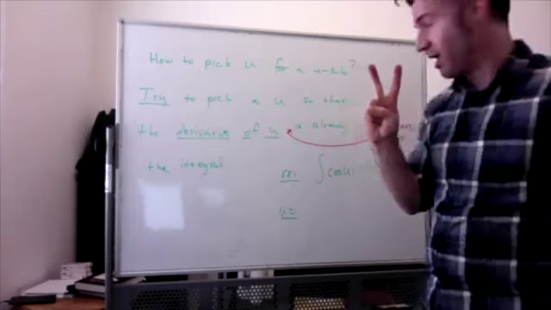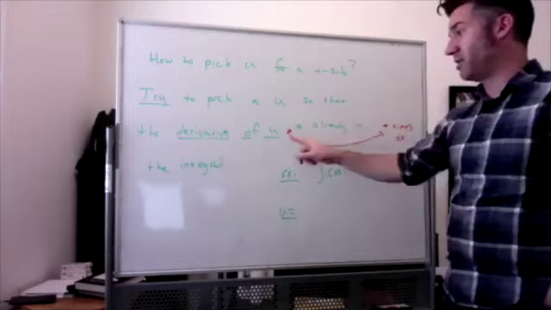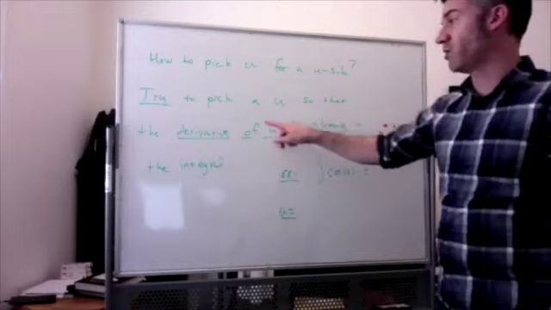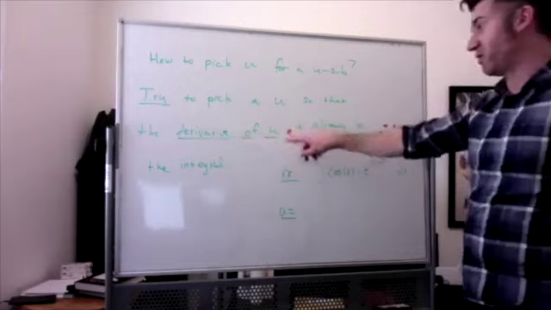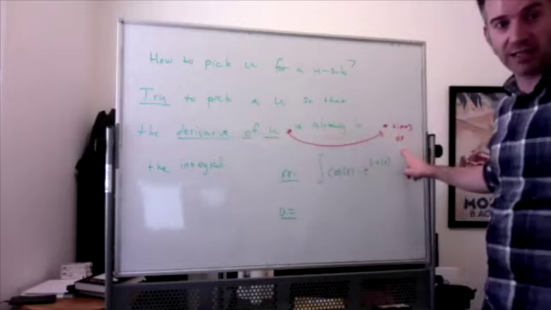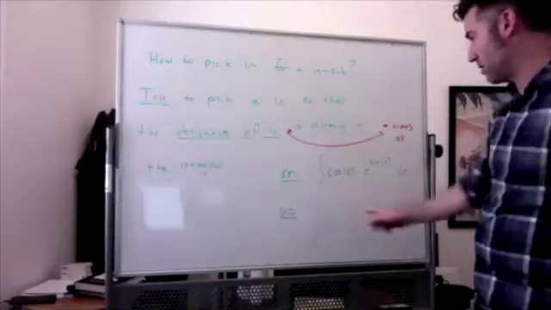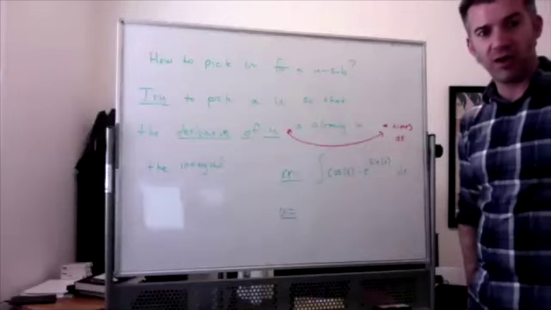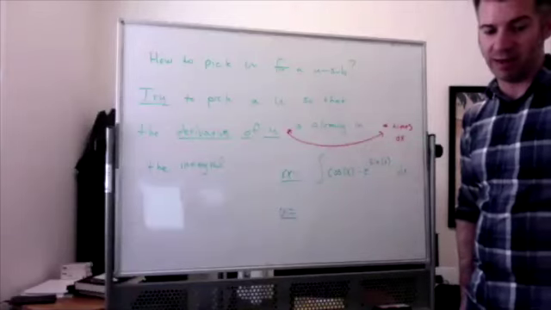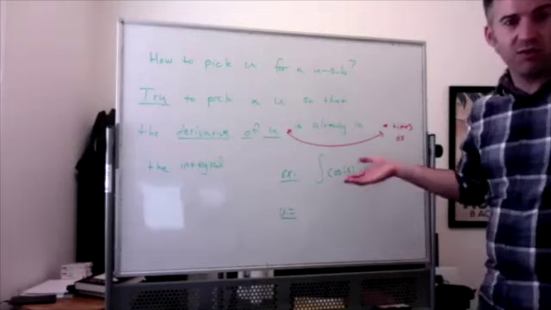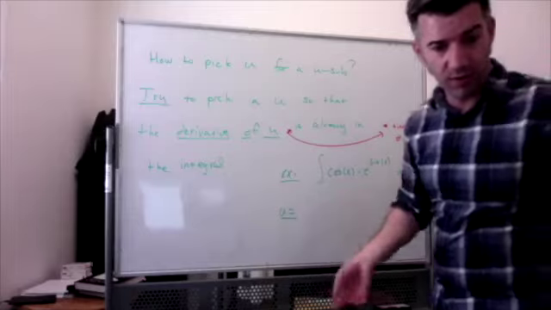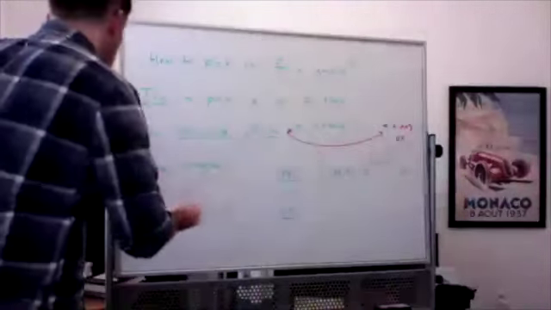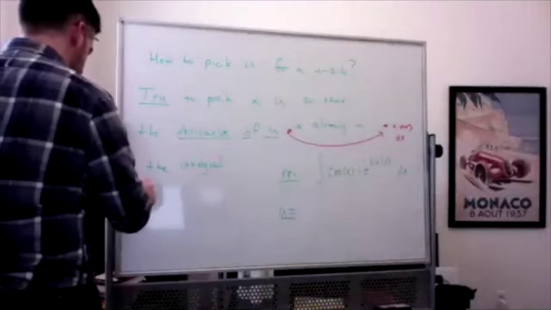Thing two, I should be a little more specific. When I say I want the derivative of U to be in the integral, I mean that I want the derivative of U times dx. So let's look at this example real quick. I've got the integral of cosine of x times e to the sine of x dx. There are two seemingly perfectly decent choices for U. We could try to pick U equal to cosine of x.